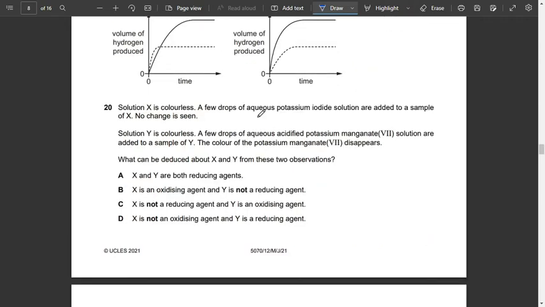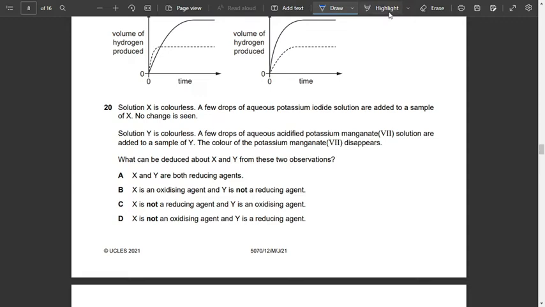Moving on to MCQ number 20, solution X is colorless. A few drops of aqueous potassium iodide solution are added to a sample of X. No change is seen. Solution Y is colorless. A few drops of aqueous potassium manganate solution are added to a sample of Y. The color of potassium manganate disappears. What can be deduced about X and Y from these 2 observations? From these 2 observations, we can easily deduce that Y is a reducing agent firstly.